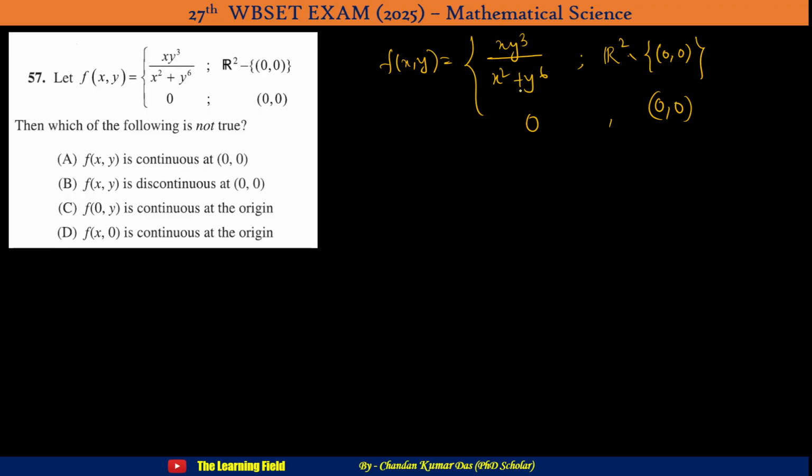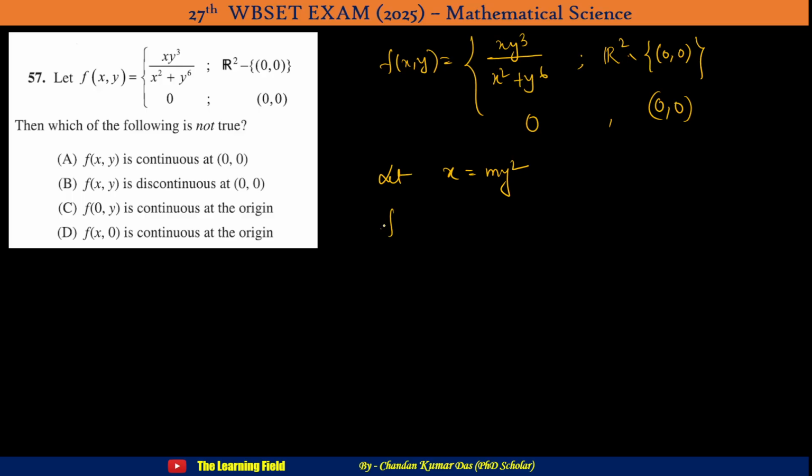Next question. 57, which is not true. This type of question is very easy. So first we check for this function. Given that f x y equal to x y cube by x square plus y to the power 6. This is a very common method to show whether this function is continuous or not at 0 0. So we choose the path. Let us choose the path x equal to m y square. Then the degree of numerator and denominator should be the same.